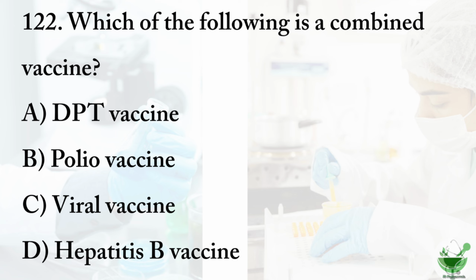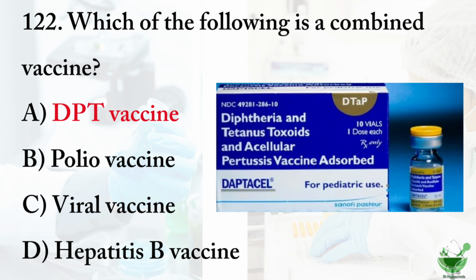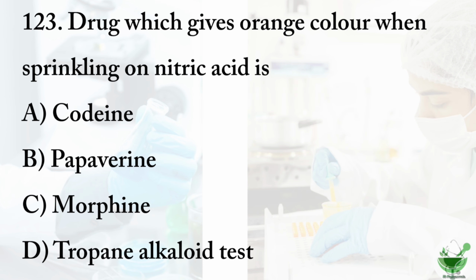Then question number 122. Which of the following is a combined vaccine? Option A, DPT vaccine, option B, polio vaccine, option C, viral vaccine, option D, hepatitis B vaccine. The correct option is option A, DPT vaccine. So it means diphtheria, tetanus and pertussis. So combination of vaccine.